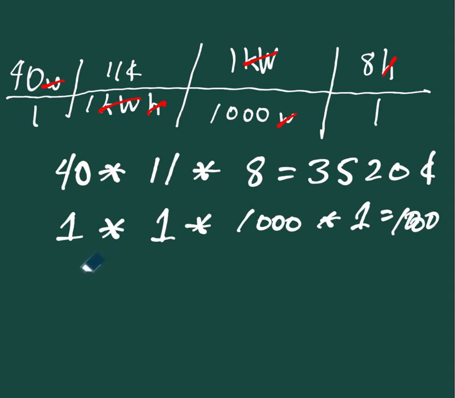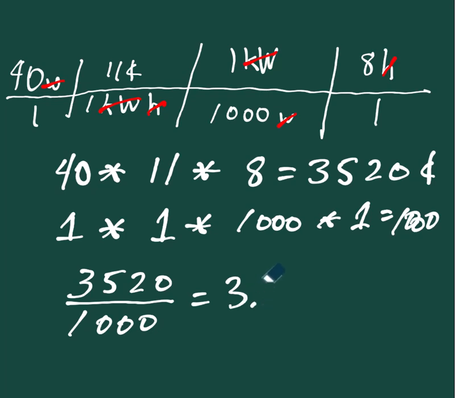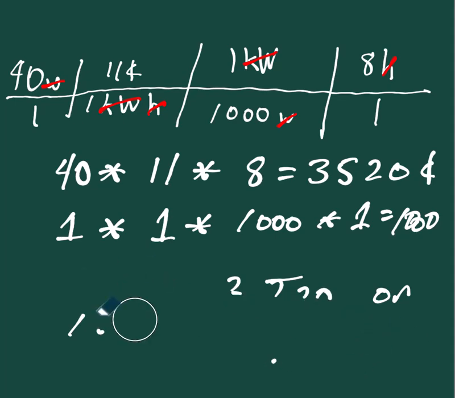Then we divide the product of the numerators by the product of the denominators, and we get 3,520 divided by 1,000, which is equal to 3.520, or 3.5 cents. So it turns out your one-time only mistake didn't really cost you that much. But let's talk about phone chargers.